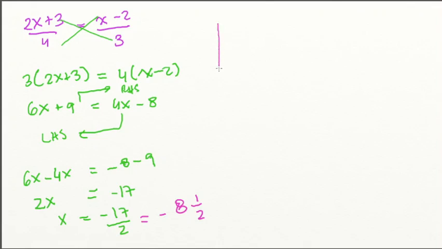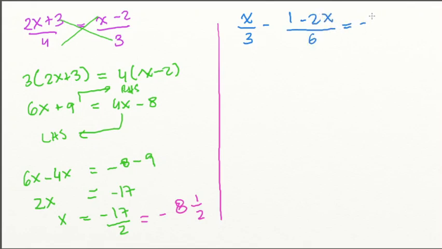And the last example that I'm going to show you in this video is this one. So another fraction, x over 3 minus (1 minus 2x) over 6. This is equal to negative 4. So again here, let's try and get rid of those fractions. So to get rid of the fractions, I will have to multiply by a same number on top and below. If I don't multiply by the same number on top and below, I will be changing my fraction.